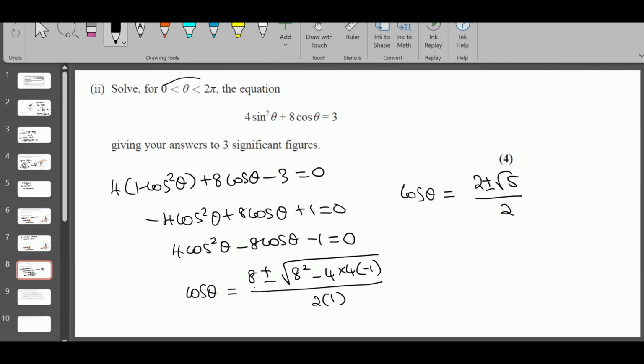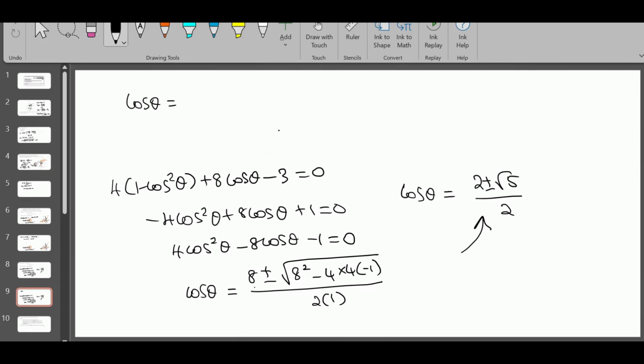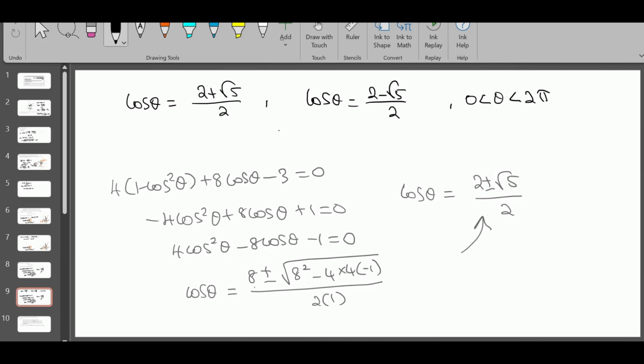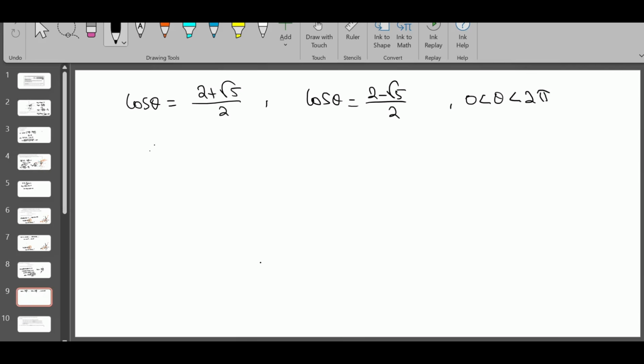We are going to solve this equation. There are two equations, and we are going to solve them in this limit. Cos theta is 2 plus root 5 over 2. Cos theta is 2 minus root 5 over 2. The limit is 0 less than theta less than 2 pi. Let's find the principal value, cos inverse of this.